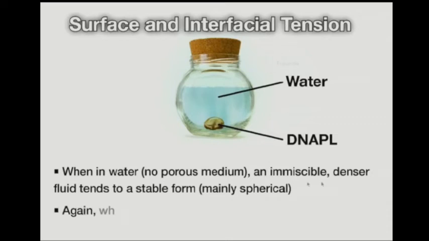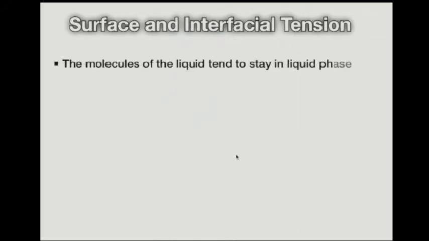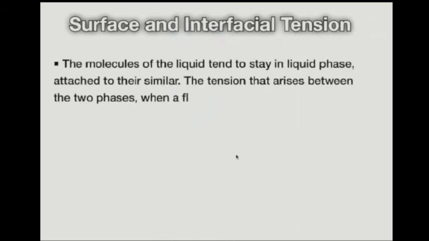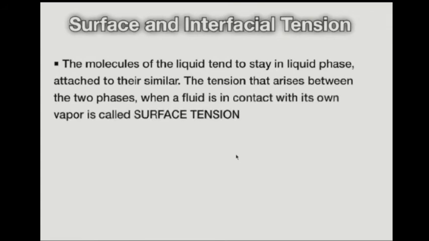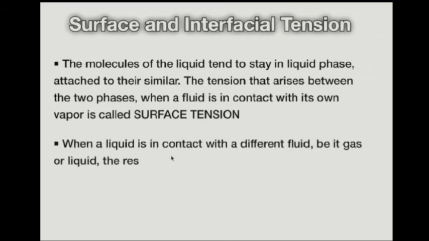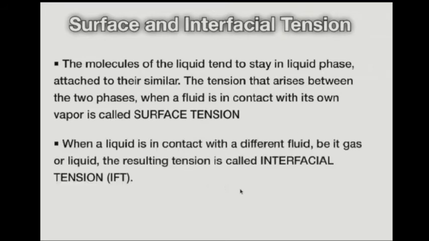Again, the question: why does a droplet tend to stay this way? Because the molecules tend to stay attached to their similar ones. The tension arises between the two phases when a fluid is in contact with its own vapor, and it's called surface tension. When a liquid is in contact with a different fluid, be it gas or liquid, the resulting tension is called interfacial tension.